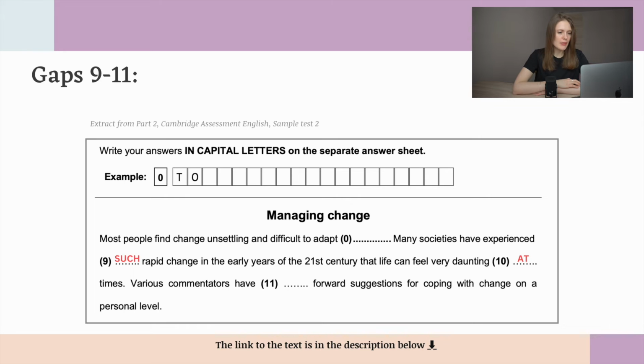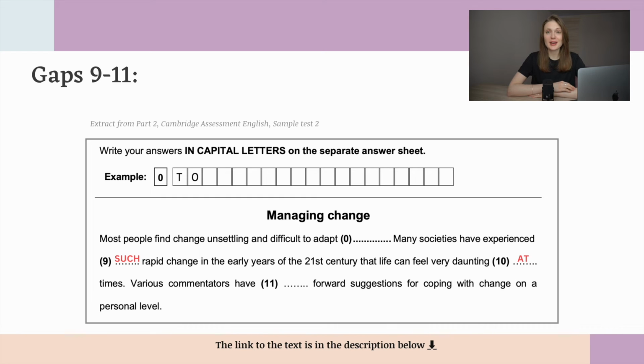Look, most people find change unsettling and difficult to adapt to. Many societies have experienced such rapid change in the early years of the 21st century that life can feel very daunting at times. And it also helped us with the second gap, which is the preposition at in the set phrase at times, which means sometimes.